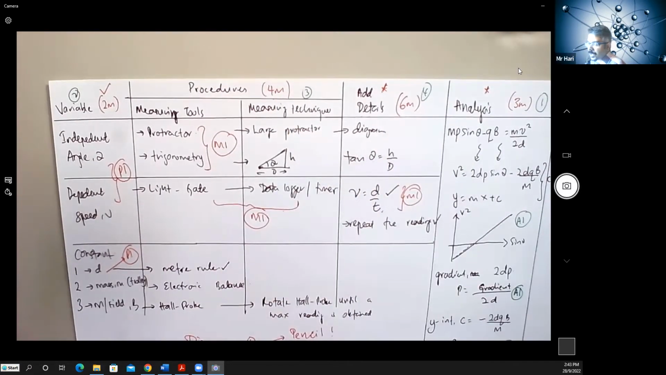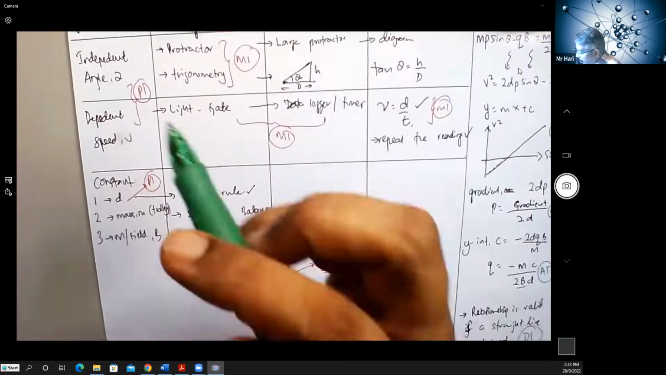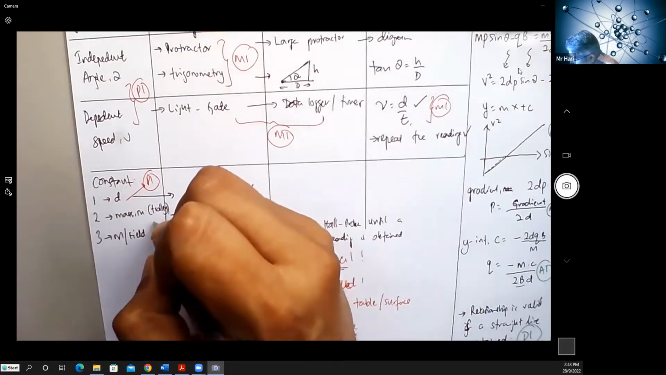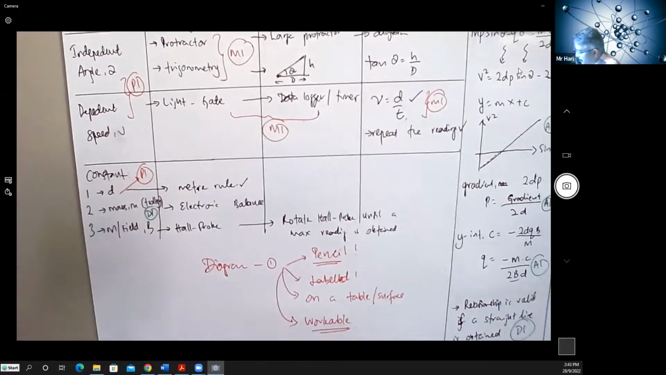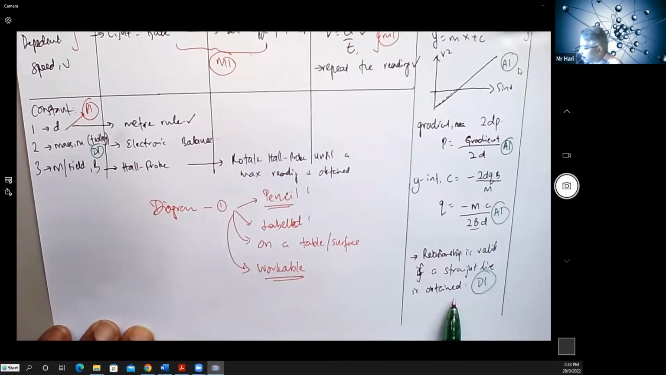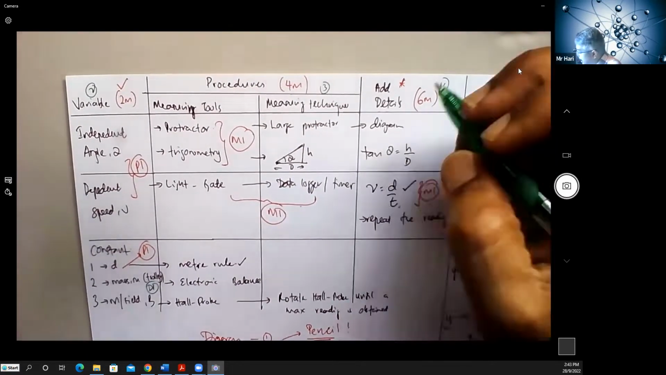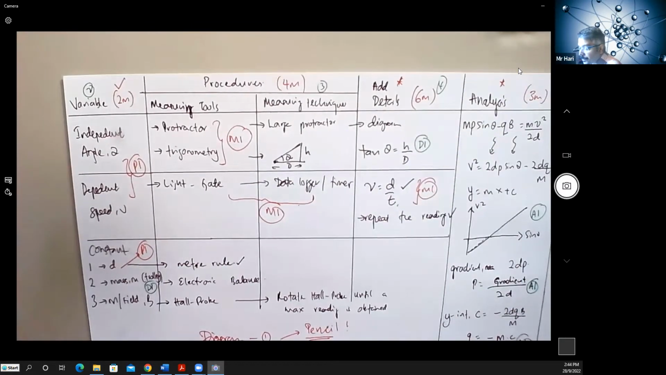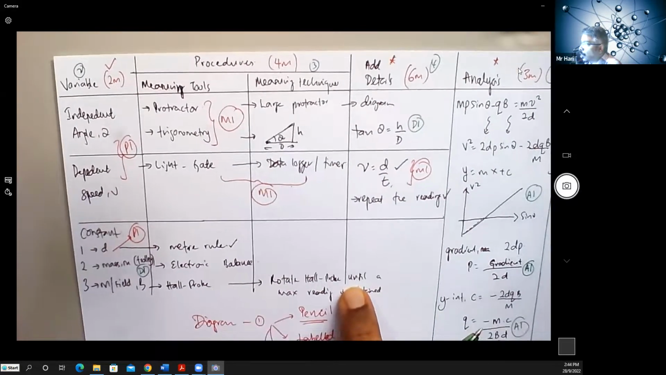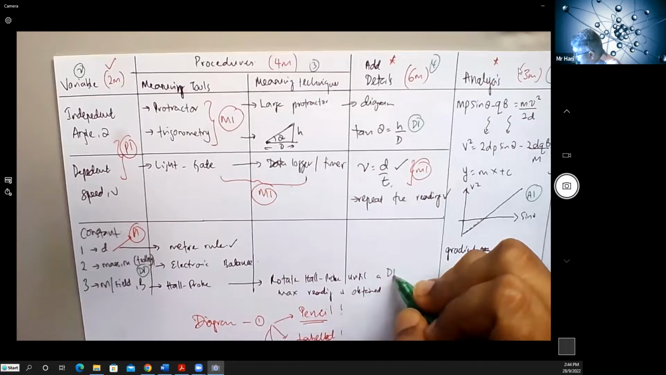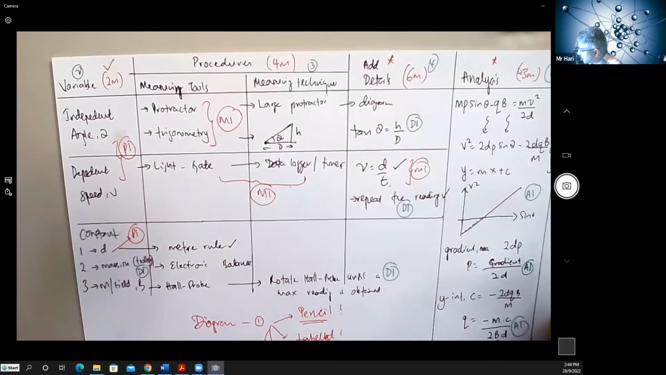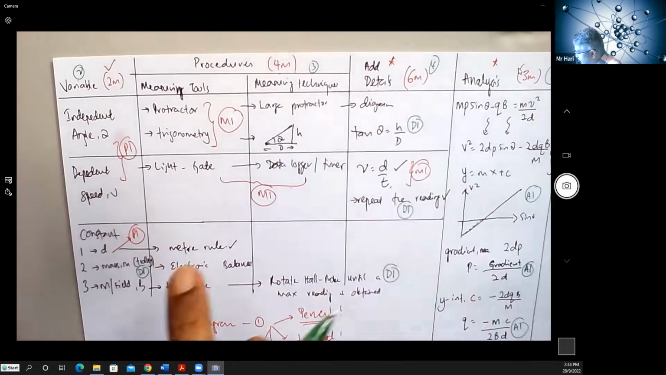Additional detail, 6 marks. Where does it go? Either one of these, or if you write both, you get this mark. We already have here 1 mark. The use of this formula to find out the angle, another 1 mark. Explanation about the Hall probe, how do you measure, another 1 mark. Repetition of the reading, 1 mark. So 1, 2, 3, 4, 5.